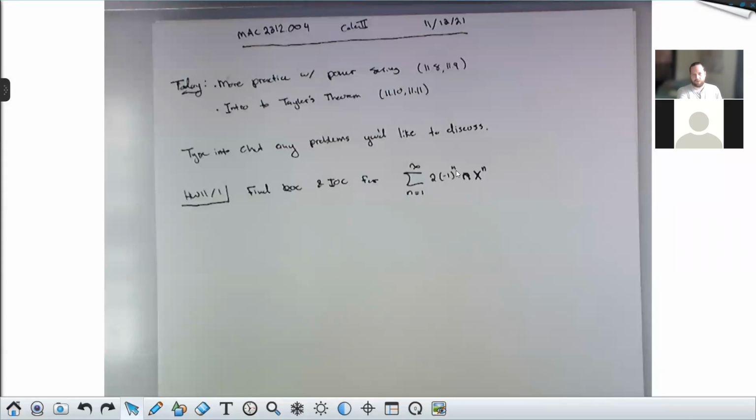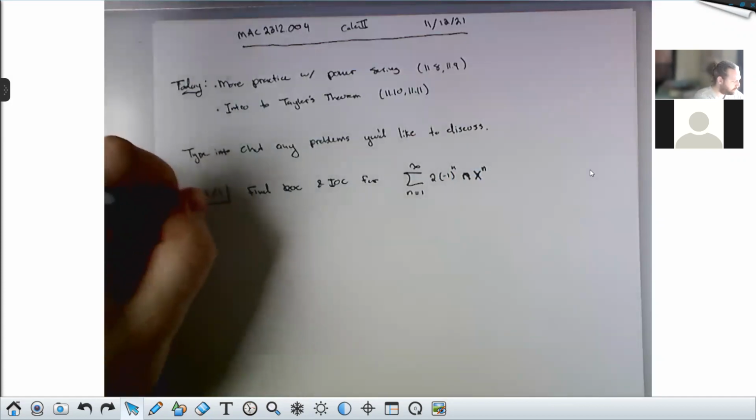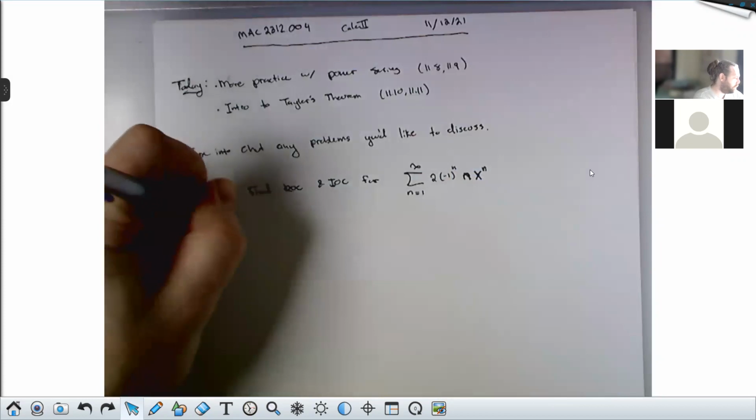It's not a geometric series because of the n here, right? If it was just negative 1 to the n times x to the n, then I could attack this as a geometric series and skip doing any ratio test work. But because that n is there, we need to use the more general approach. And the more general approach is the ratio test.